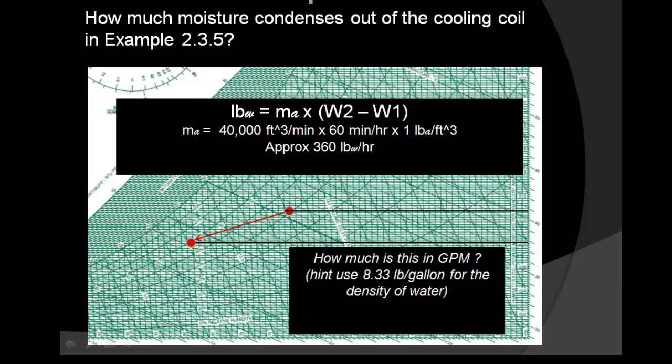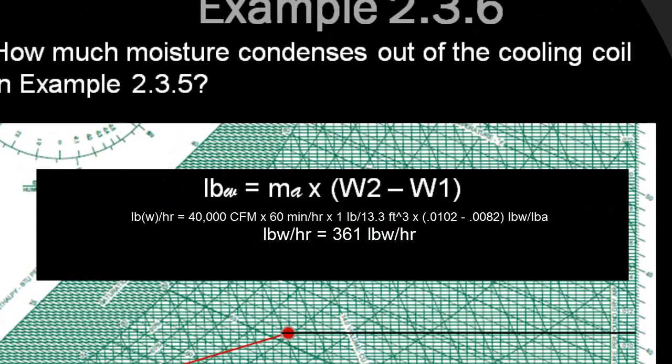So here we see that the mass flow rate of the air is equal to the 40,000 CFM times 60 minutes per hour times 1 pound per 13.3 cubic feet. And in doing the math, we will find that we get approximately 360 pounds of water per hour that condense out of this cooling coil.